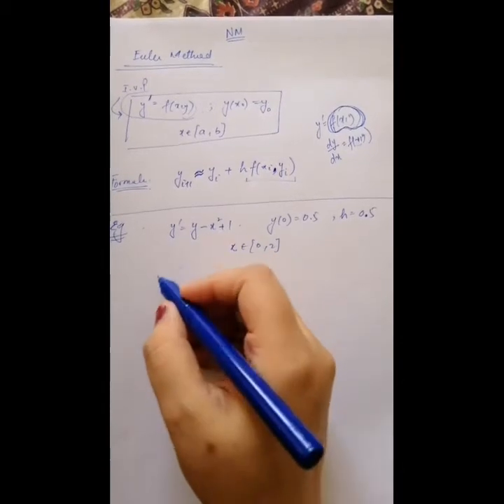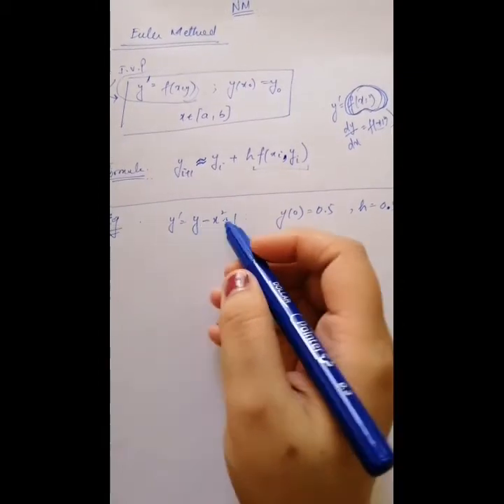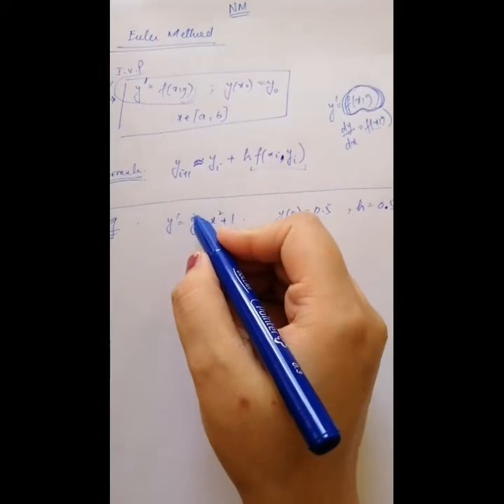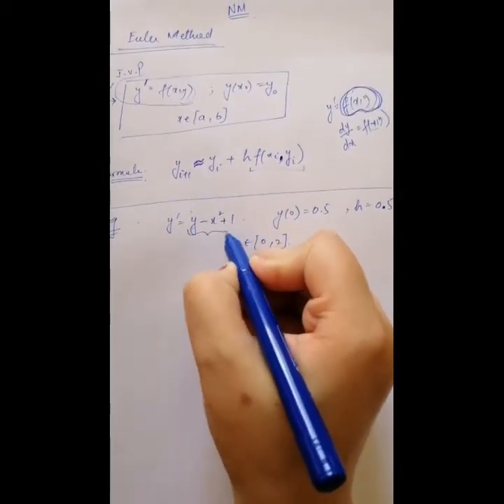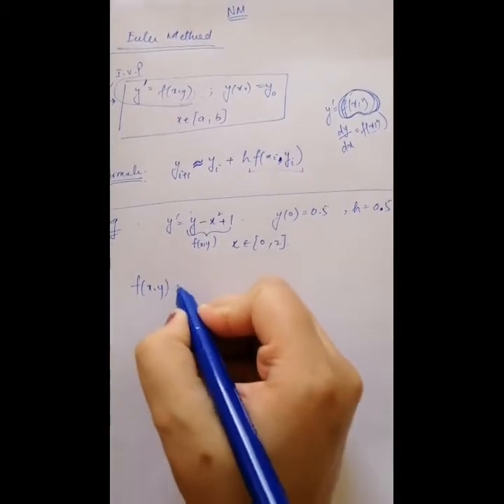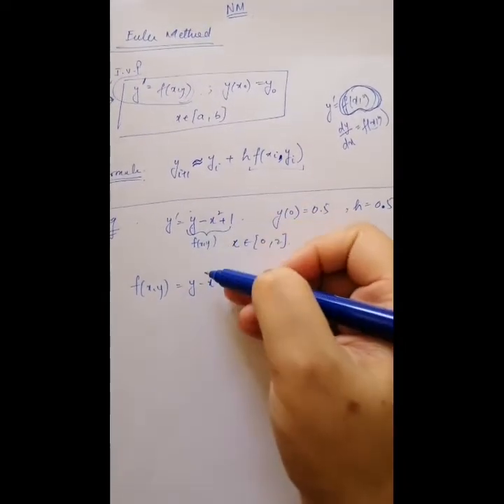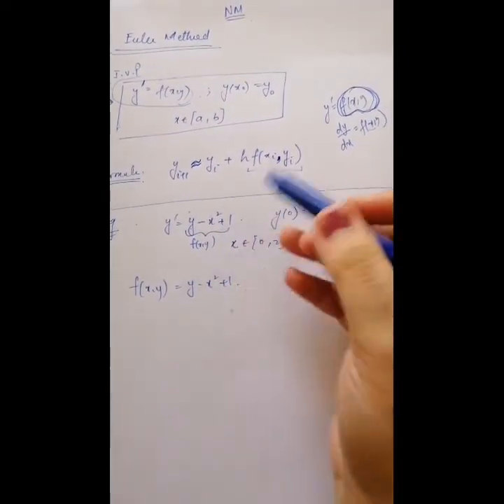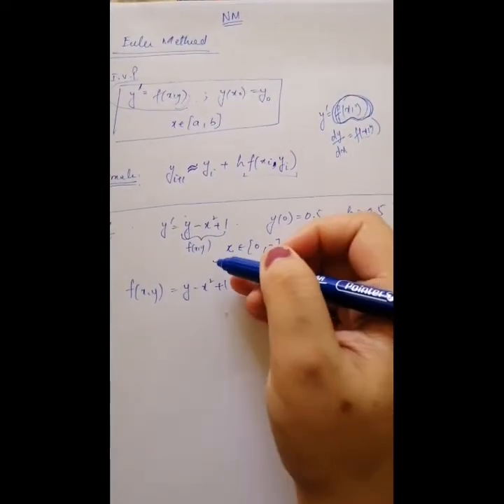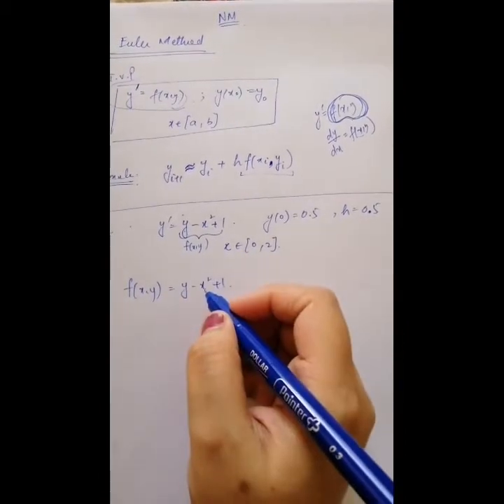So let's suppose we have an initial value problem, and in this problem the differential equation is written over here, and you can clearly identify the function of x and y from this differential equation. The function f of x and y is basically this. I'm gonna write it again here: f of x and y is equal to y minus x squared plus 1. We just identified this function f of x y by comparing the equation given to us with the general differential equation, right? So first, we identified the function.